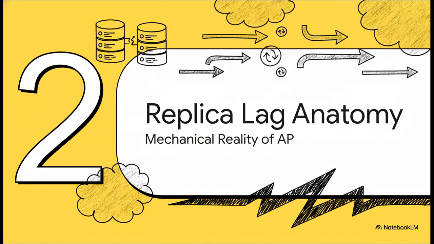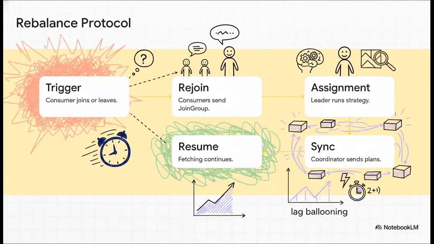Part 2. Anatomy of replica lag, the mechanical reality of AP systems. So when we choose that AP path and rely on asynchronous replication or message queues, we inevitably introduce lag.